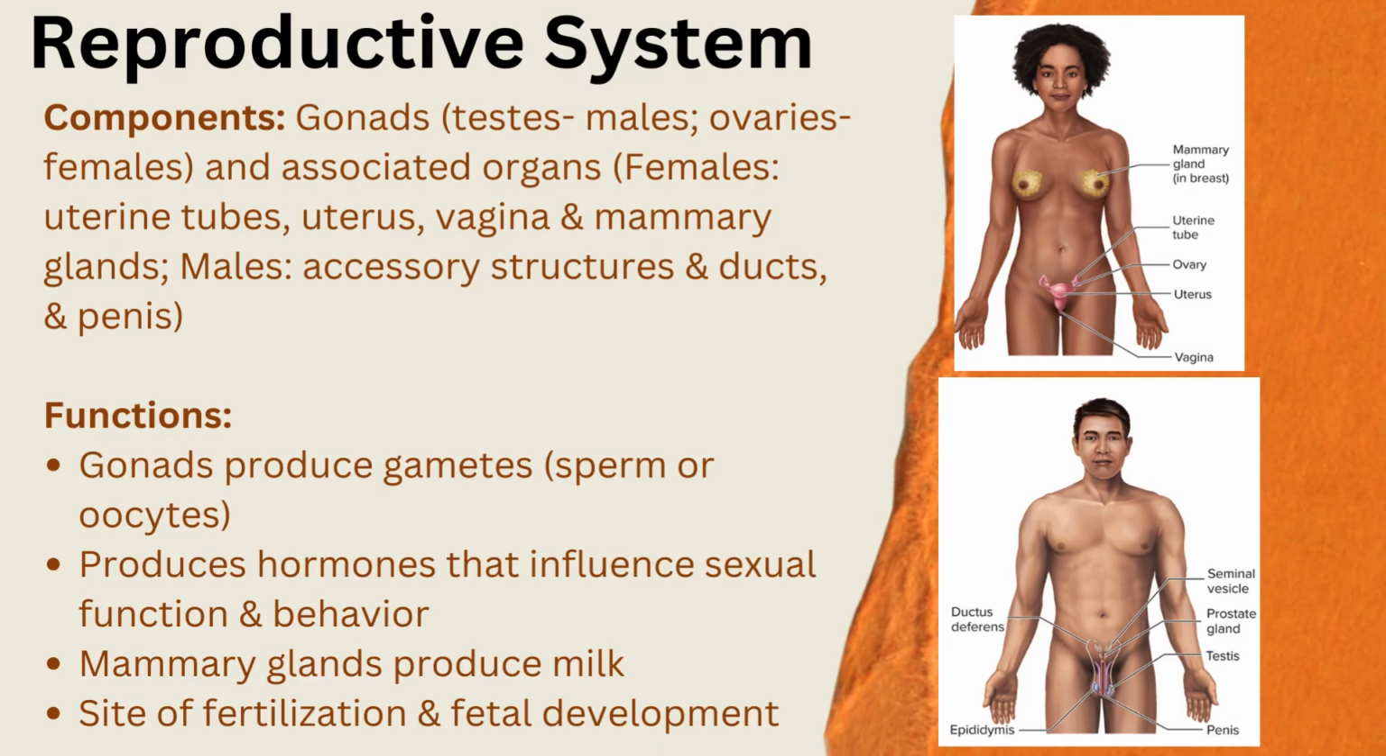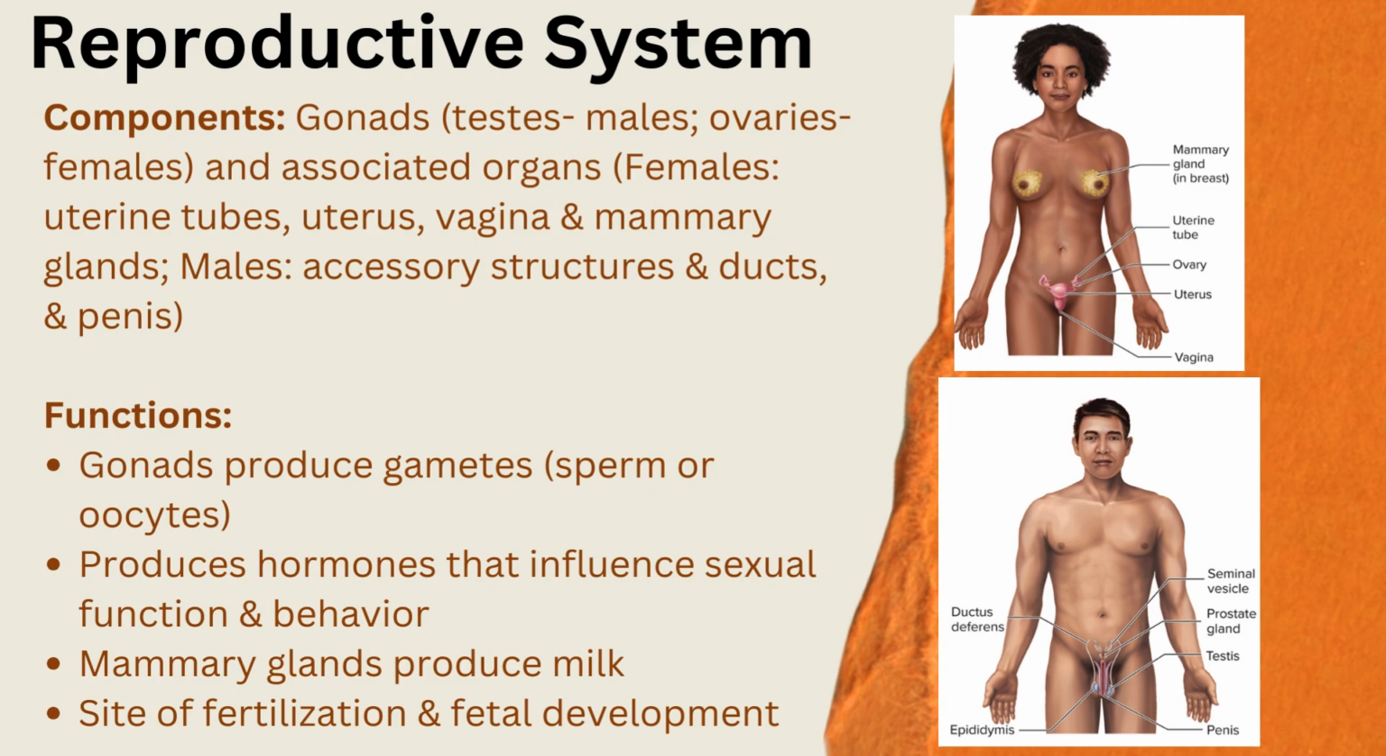The 11th and final body system is the reproductive system. It's made up of gonads, which for the males are the testes, and for females are the ovaries, as well as associated organs. These include the uterine tubes, uterus, vagina, and mammary glands for females, and for males, the accessory structures and ducts, as well as the penis.